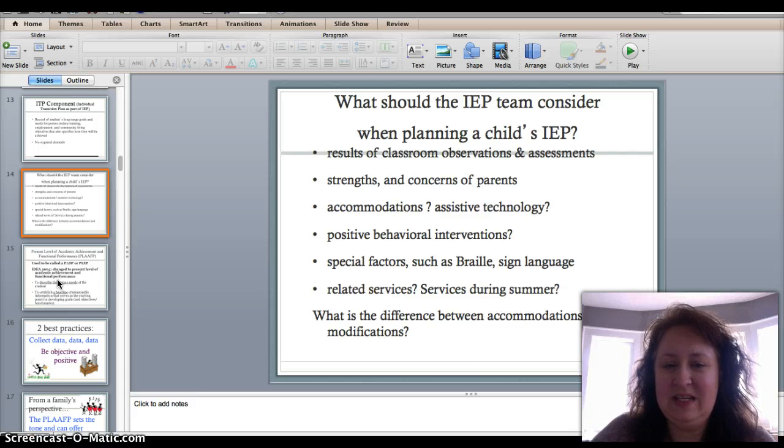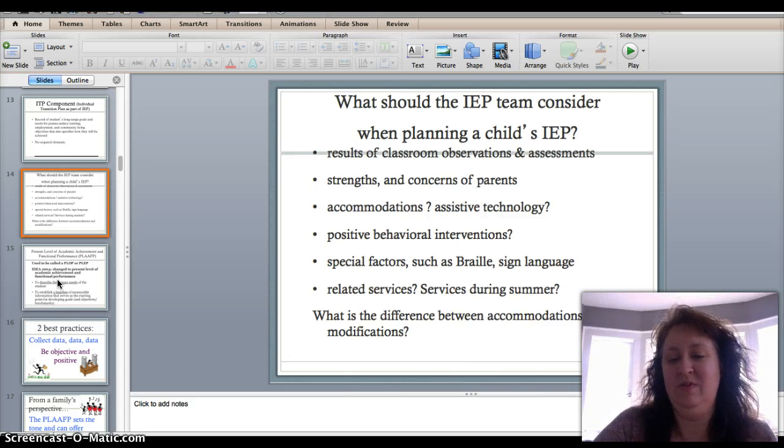So we definitely need to think about these things when we come into the meeting. We need to have with us results of any classroom observations and assessments. We need to ask for and think about, before the meeting usually, any strengths that the parent sees for the child and any concerns that they might have. We need to think in advance about all the accommodations that are possible and needed by the student, and if any assistive technology is needed. We also need to think about positive behavioral interventions and anything else the student might need.